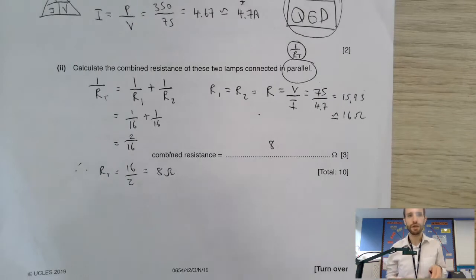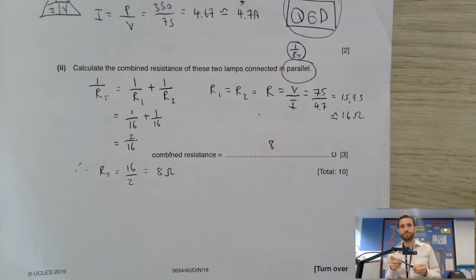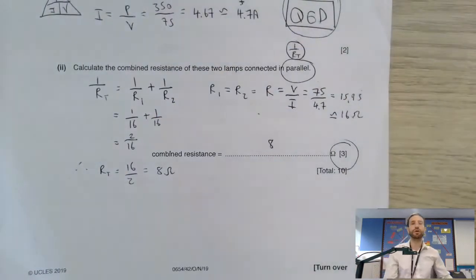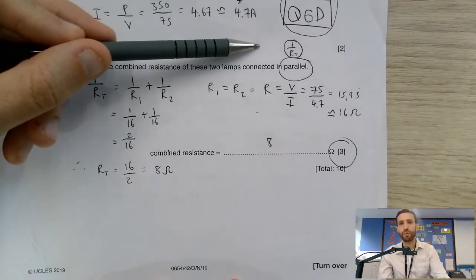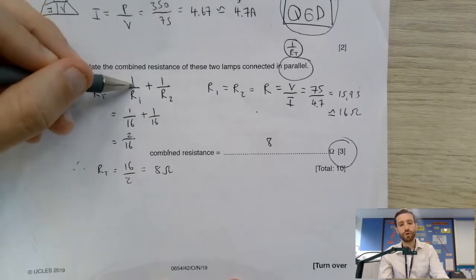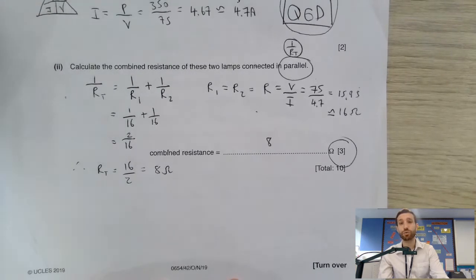Okay, last one, combined resistance of the two lamps connected in parallel. Very difficult question, because it does involve a bit more thinking. Why do we know that? It's a 3 mark, not a 2 mark. Start with the fact that they are connected in parallel, so we are remembering this 1 over RT thing. We've got 2 resistors: 1 over R1 plus 1 over R2 is equal to 1 over RT, where RT is the total resistance.